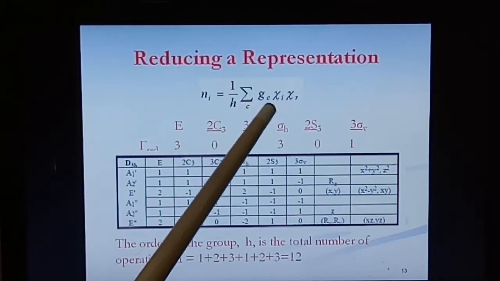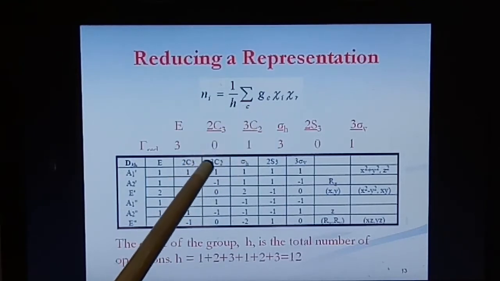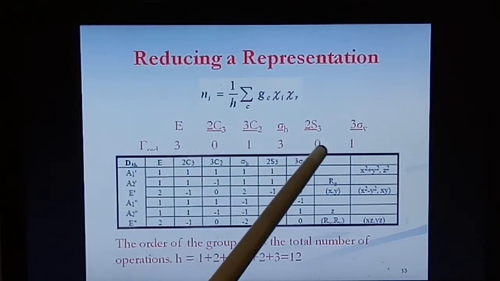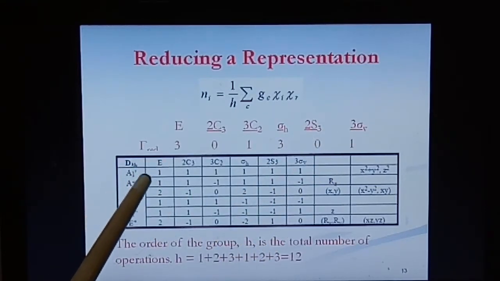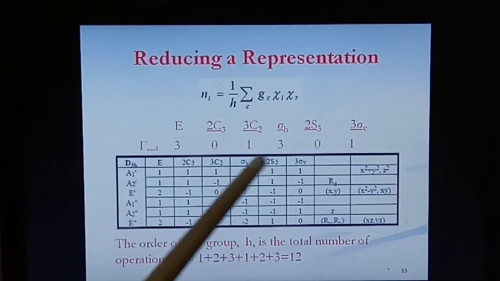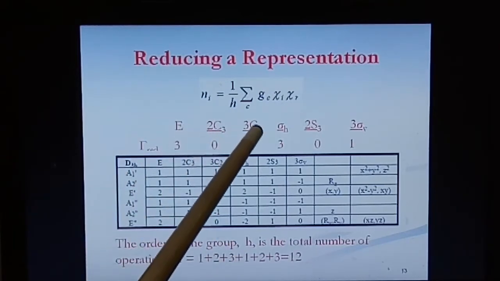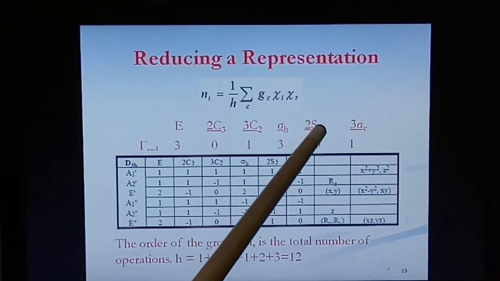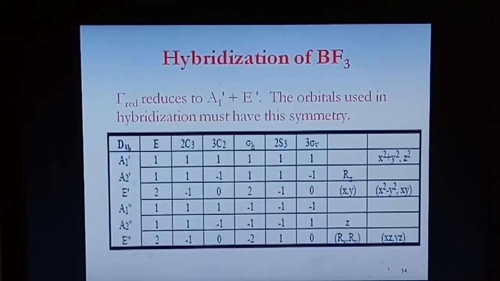Now this is the formula by which we can determine the irreducible representations. So these are the reducible representations and these are the operations in D3h. This is the character table of D3h. The order of the group h is the total number of operations, that is 1 plus 2 plus 3 plus 1 plus 2 plus 3, which is equal to 12. So the order of this group is 12.